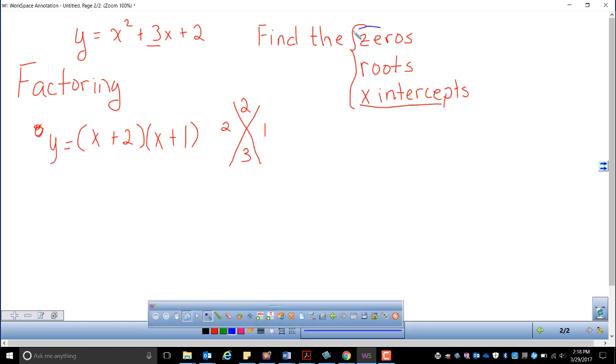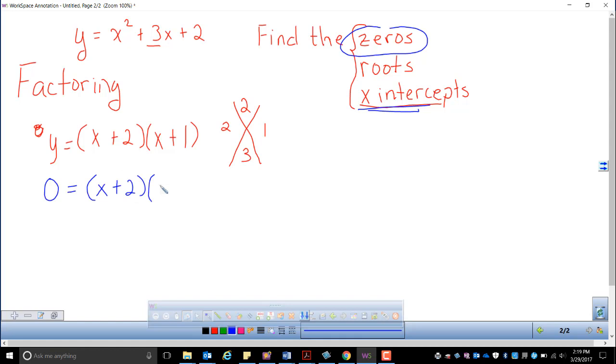Now we're going to go back to this word zeros. The reason that they call them zeros is in order to find these x-intercepts, we actually take our equation and we set it equal to 0. That's why they call them zeros or roots, because we're taking our y and we're making our y equal 0. So that's why we call them zeros. Now this is a little rule in math, and I don't know if you've learned this rule yet, but do you see how these two are multiplied? So to find my x-intercepts or my zeros, I take each piece. So here's one piece, and I set it equal to 0. And then I take this piece, and I set it equal to 0.